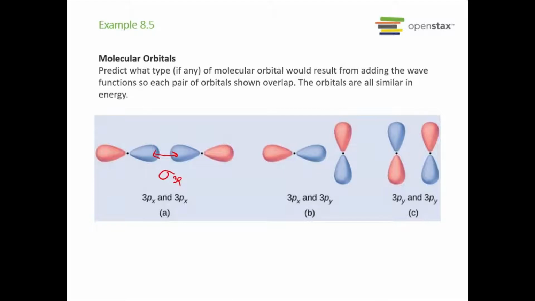In B, we see these guys are not orientated properly, so these will not form an orbital because they can't overlap like they need to. In C, we see the side-to-side orientation. So there could be some orbital, but this is an out-of-phase combination. They're opposite colors. So that means this is going to be a star. Since it's side by side, it is a pi, and then it's 3p, so it's pi star 3p.